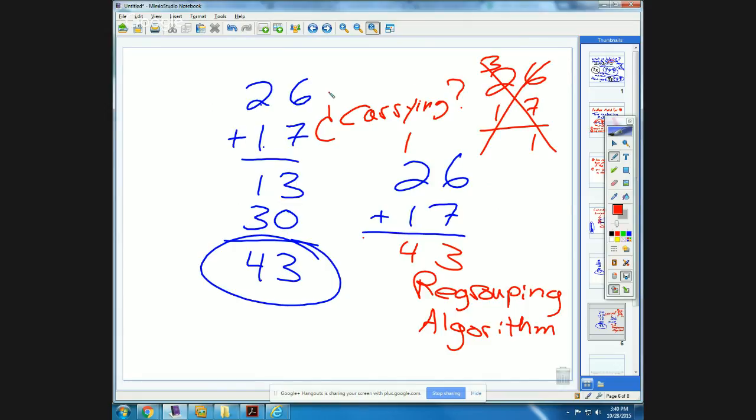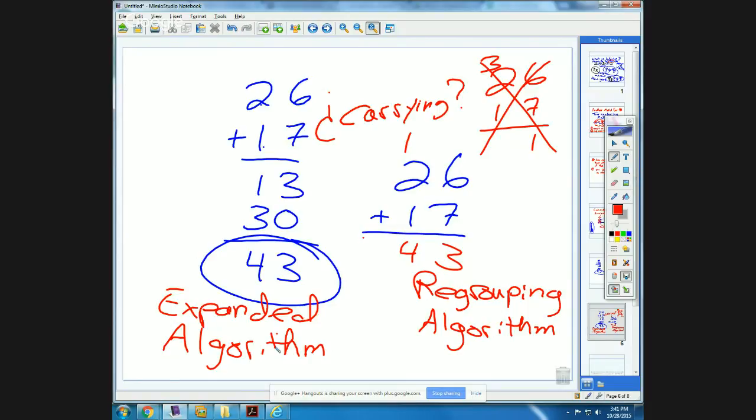This right here works, doesn't it? It's an algorithm, it's a process. This is called the expanded algorithm for addition. And you will see this in some books. Yes, right, you could write it out that way too.